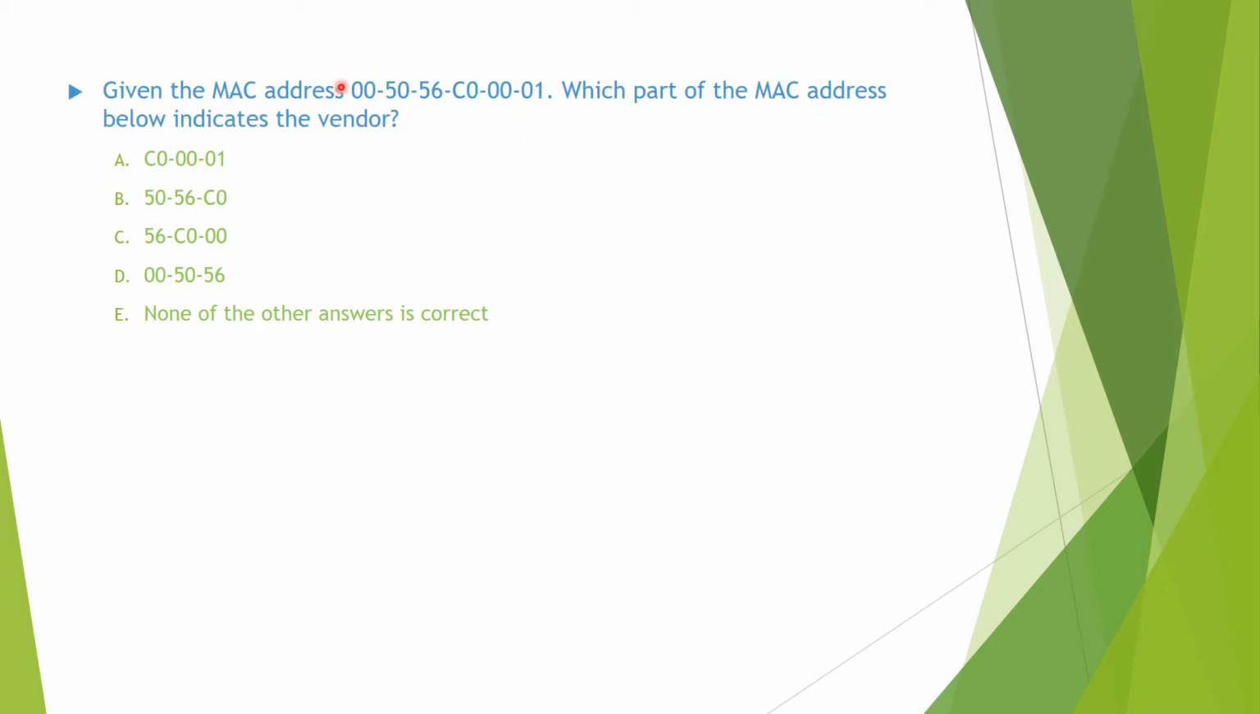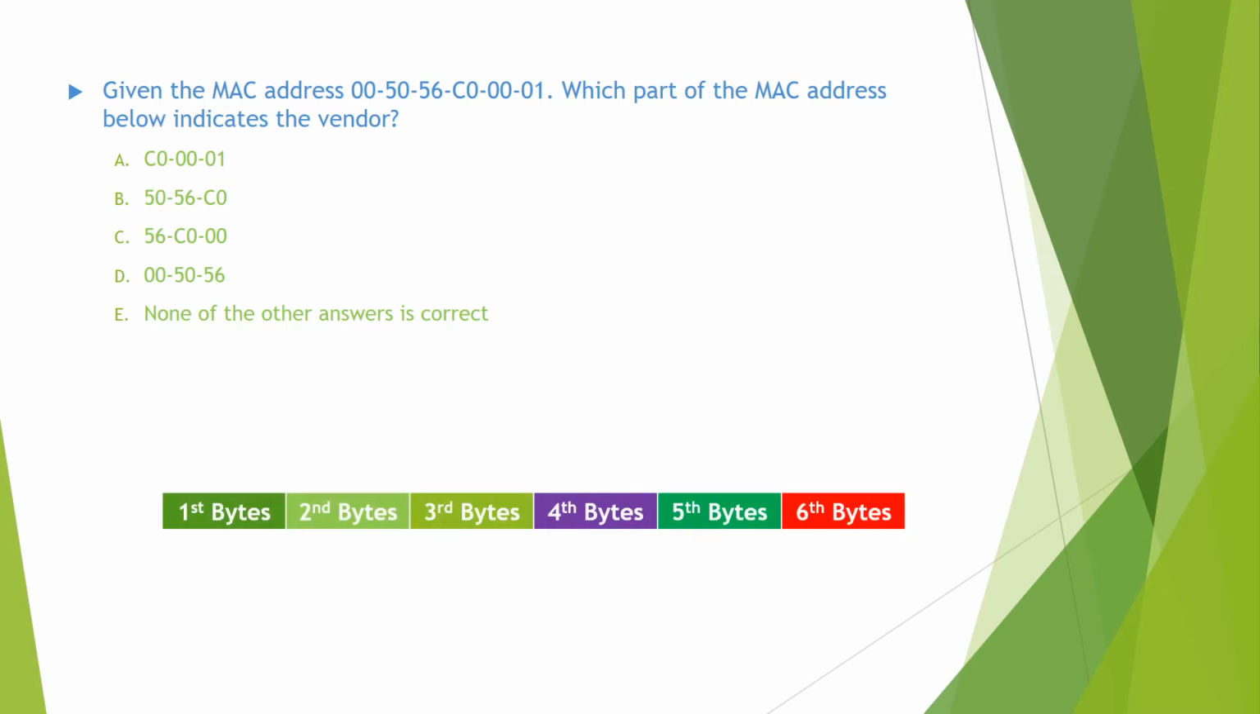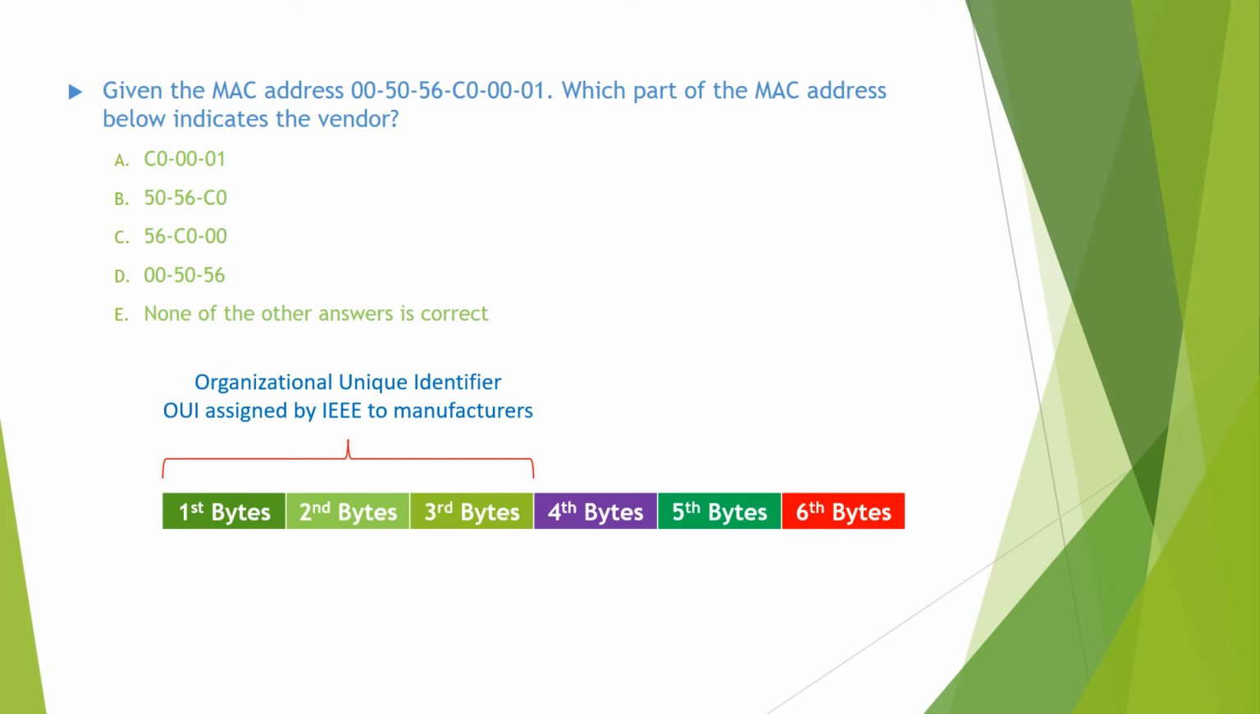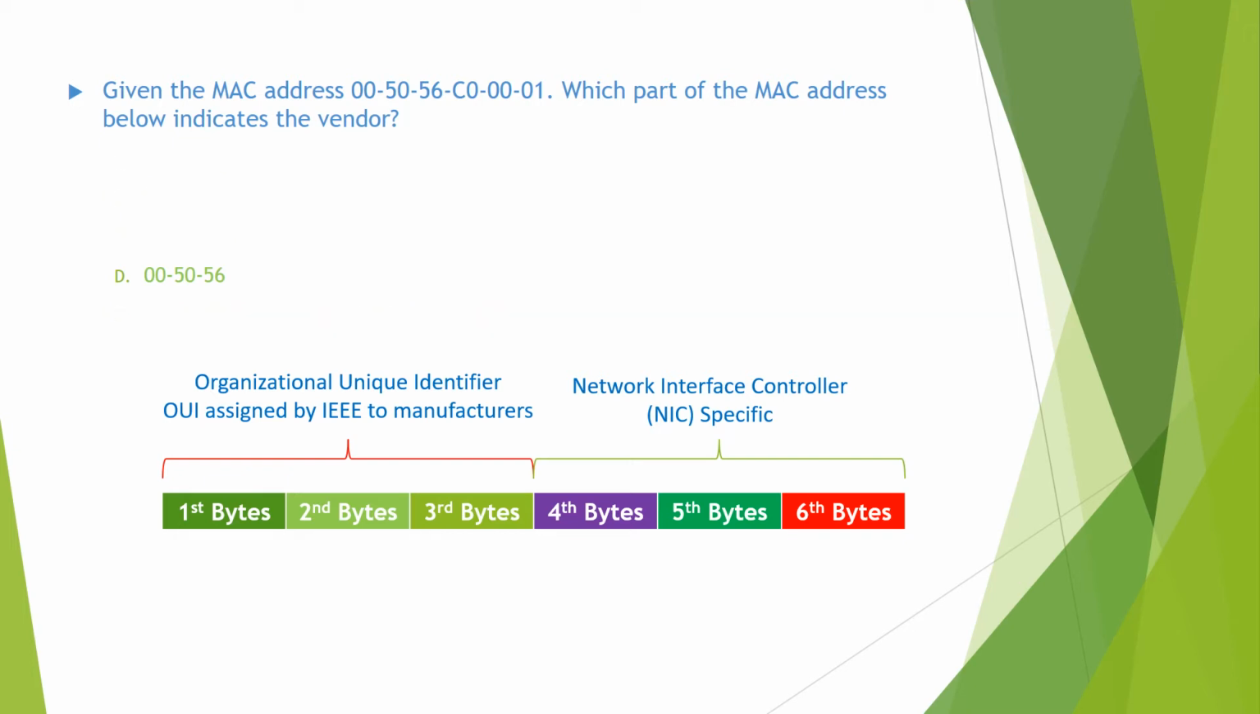Given this MAC address, which part of the MAC address below indicates the vendor? In order to answer this question, we need to remember the format of a MAC address. It has 6 bytes. The first 3 bytes are used to identify the manufacturer, and it is called OUI. The last 3 bytes are used to identify the network interface controller. So the answer for this question is D. You can find the detailed explanation for this question in the video MAC address.